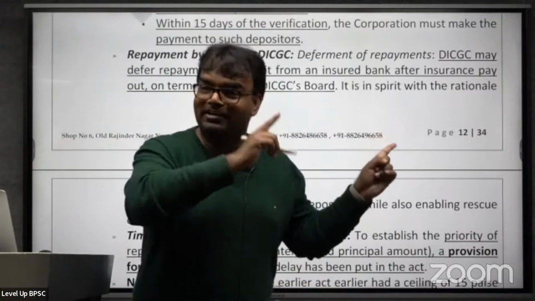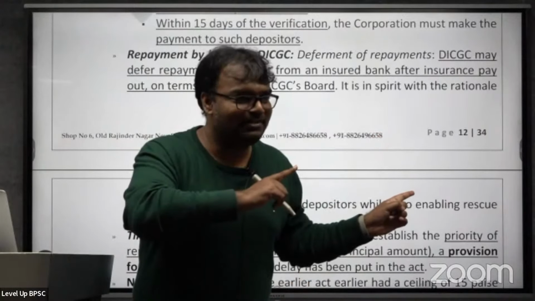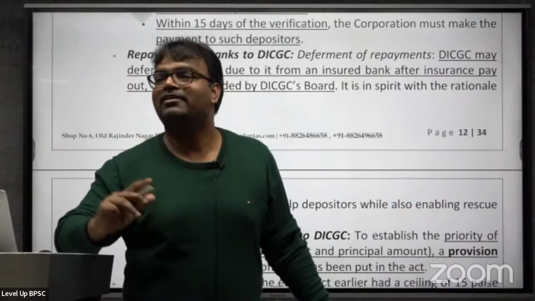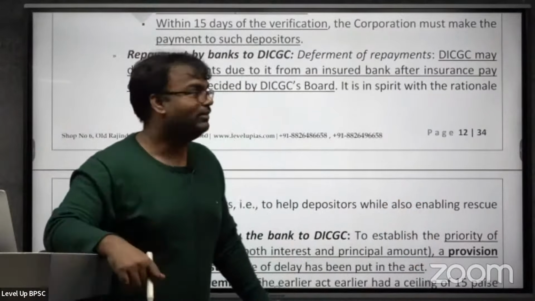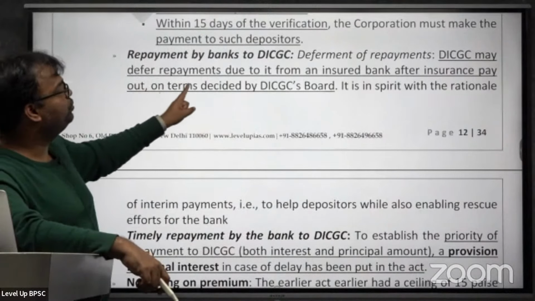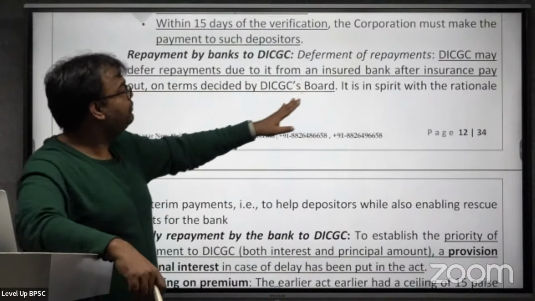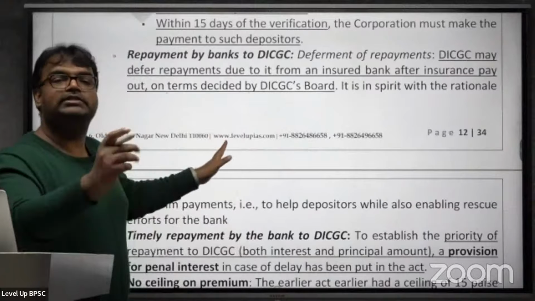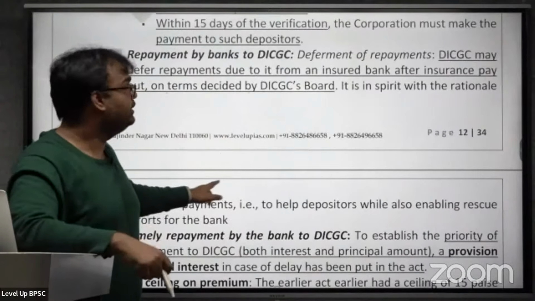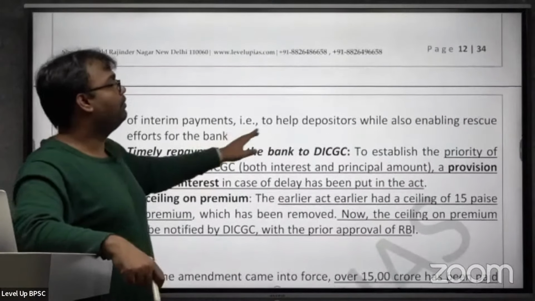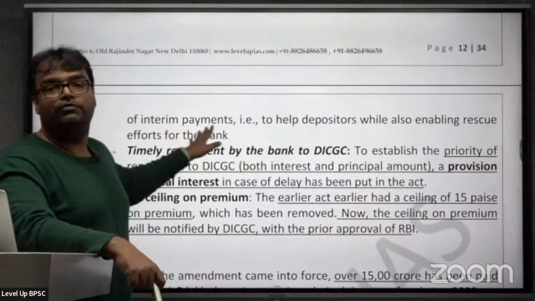But here, Deposit Insurance and Credit Guarantee Corporation has paid the money. The bank has to repay the money once it is able to revive. So DICGC may defer repayments due to it from an insured bank after insurance payout, on terms decided by DICGC's board. Achha, DICGC may also defer the payment. It is in spirit with the rationale of interim payments, that is to help depositors while also enabling rescue efforts for the bank.